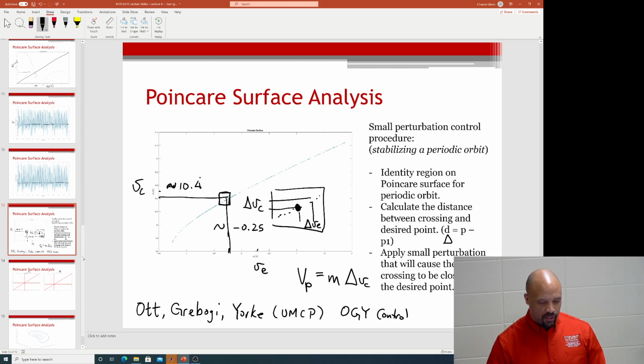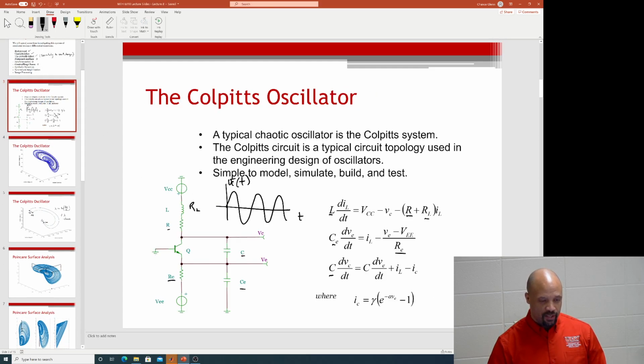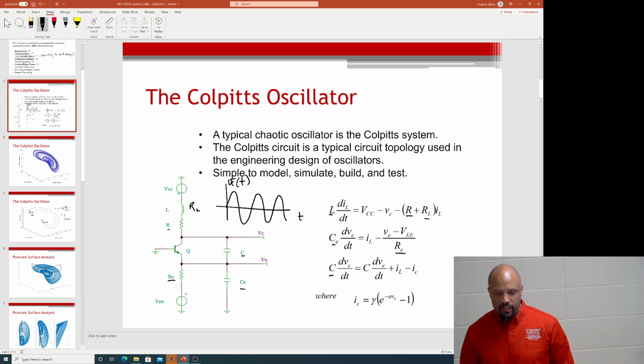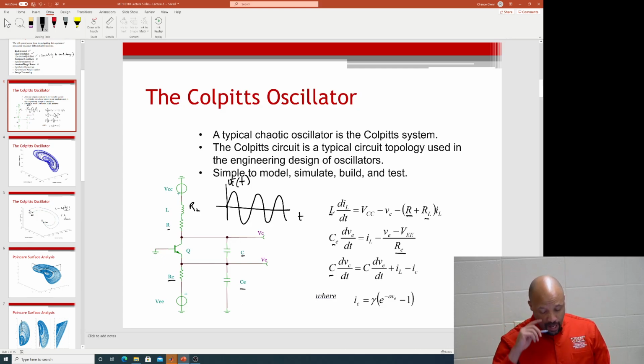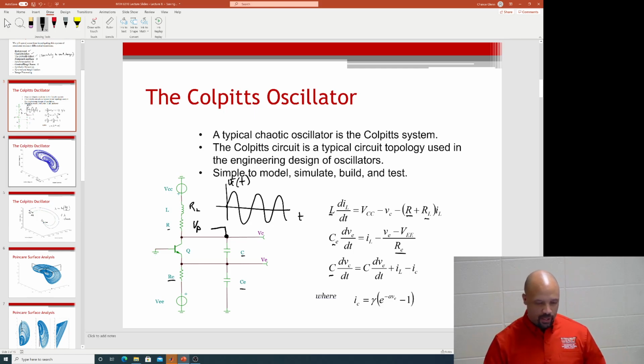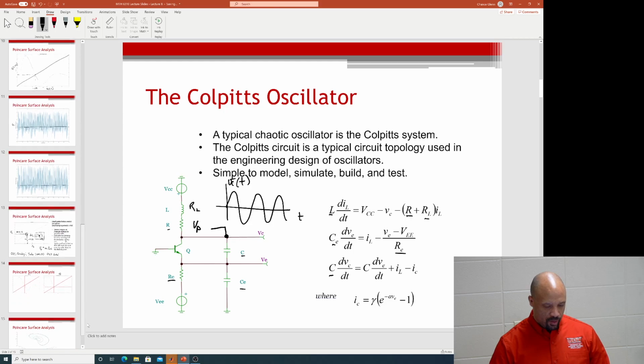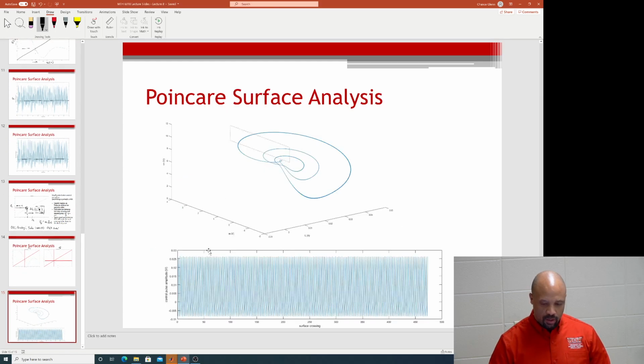Let's go back to the circuit. I want to show you physically what that looks like, because we have done this with the actual physical circuit. I'm going to apply a voltage VP right there to the circuit. So I'm going to measure the difference, and apply a pulse when it falls into place. Now we can simulate that, and the end result will look something like this.